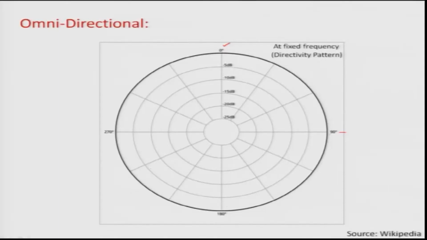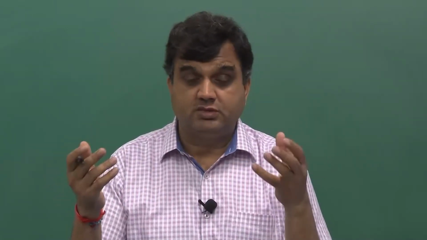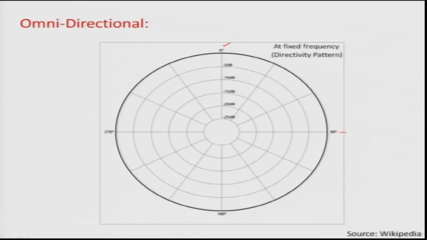Now, one thing to remember is that this directivity pattern can change from frequency to frequency. Maybe a microphone is omnidirectional at 300 hertz, but it may not be omnidirectional at 3000 hertz. There are several factors which influence it. So, whenever we are interested in looking at directivity patterns, we should also think about the frequency of interest. That is why it is written at fixed frequency.